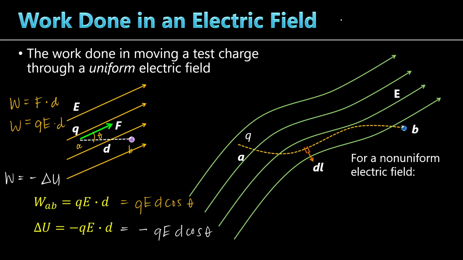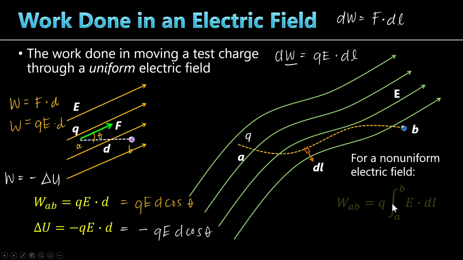We can calculate the incremental amount of work done, no? dW. That's equal to F dot dl. And we know that this F is equal to q multiplied by E, right? So we're writing dW is equal to qE dot dl. So now to get the total amount of work done from A to B, we just integrate both sides. So again, the total amount of work done from A to B is the integral of this expression. Since this charge has a constant magnitude, we can take it out of the integral sign.